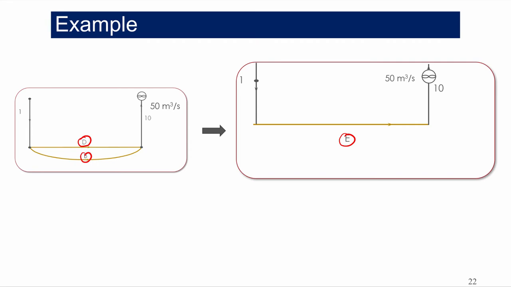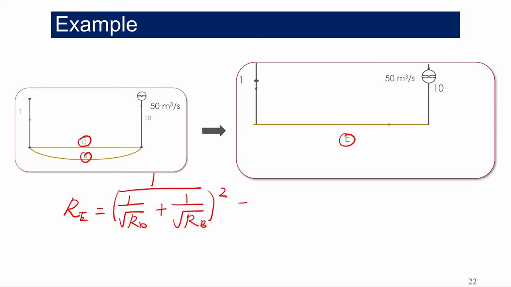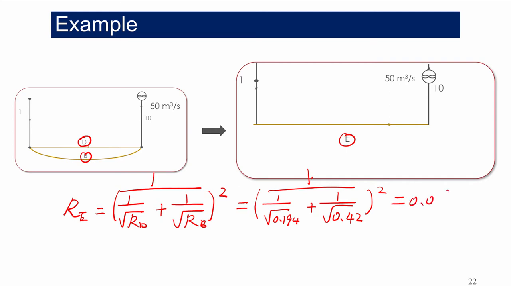Using the equivalent resistance calculation method for airways in parallel, RE equals the square of 1 divided by (1 divided by square root of RD plus 1 divided by square root of RB), which equals the square of 1 divided by (1 divided by square root of 0.194, which we just calculated, plus 1 divided by square root of 0.42), which equals 0.069.